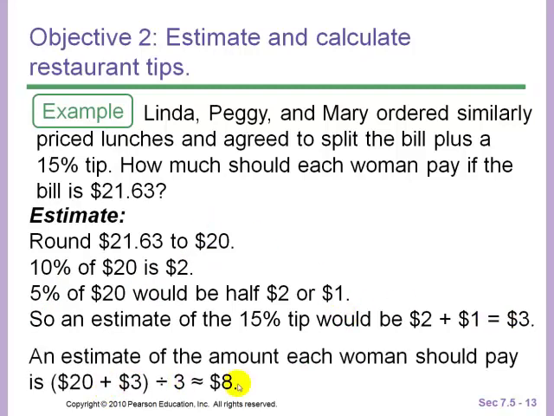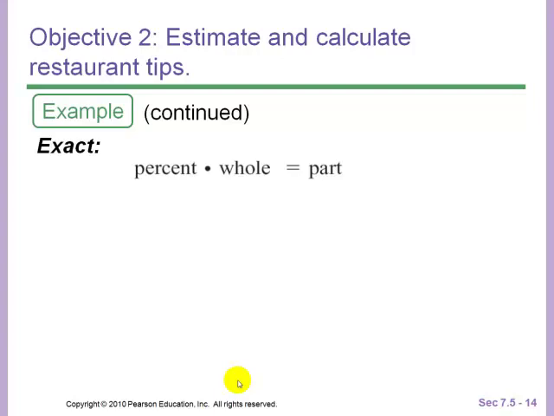Divided by 3 is about 8. Notice 23 is close to 24, and 24 divided by 3 is 8. So each woman should pay around $8. To find the exact answer, find the exact tip, percent times whole. Percent is 15%. Our whole is the bill of $21.63. Our part is our unknown tip.